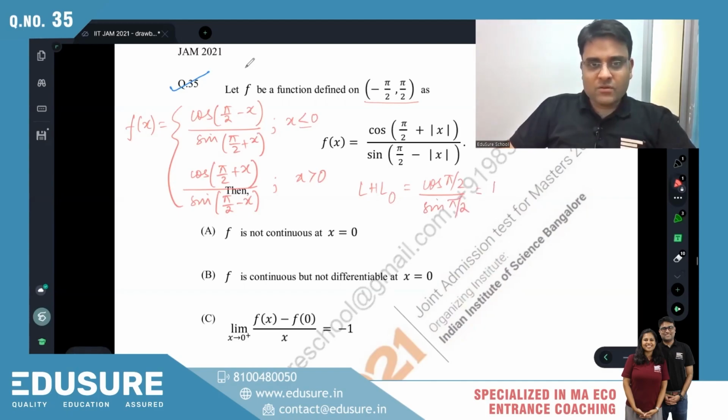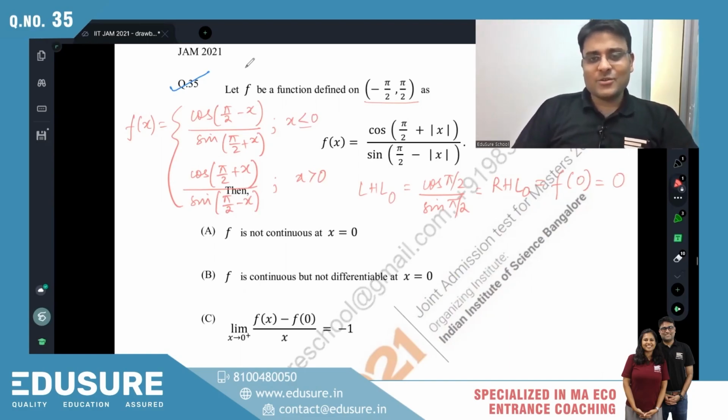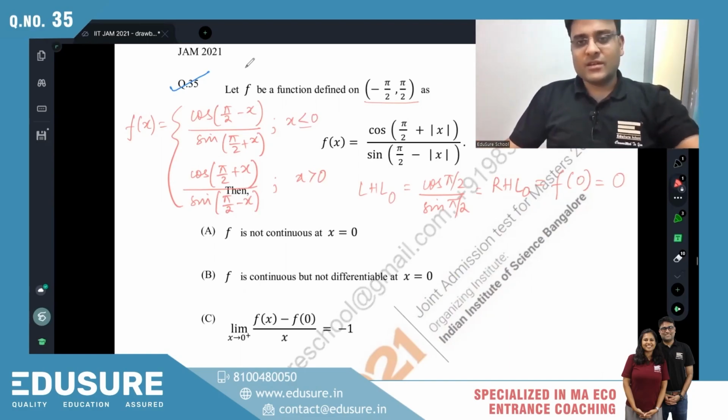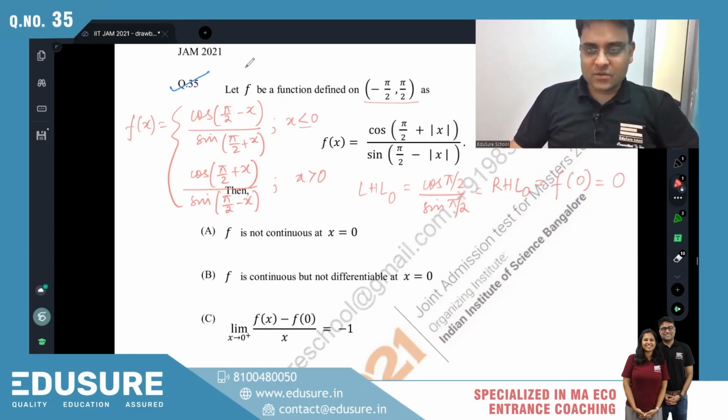This is also equal to the right hand limit at x is equal to 0, and this is also equal to the functional value. Okay, so all are equal to cos(pi/2) by sin(pi/2), which is 0. Cos(pi/2) is 0, right? So we get this. LHL is equal to RHL at 0 is equal to 0. Now, so f is continuous. Now we need to go into the differentiability aspect.